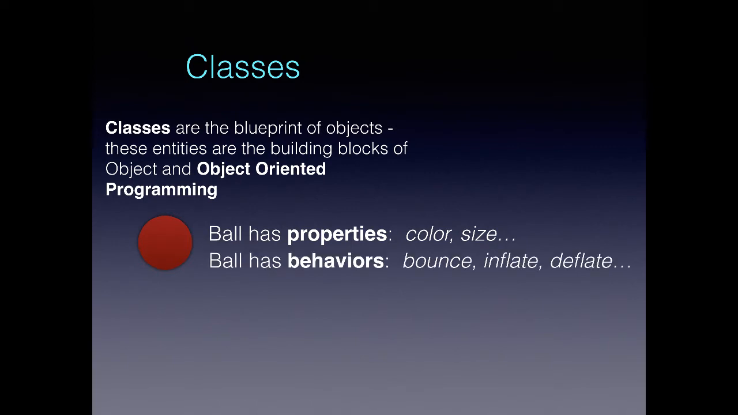Also, this ball has behaviors. So this ball can bounce, can inflate, deflate, and do a lot of things. So as you can see here, we can actually represent a real ball in terms of code by creating classes, which then we can instantiate, we can create objects out of it.